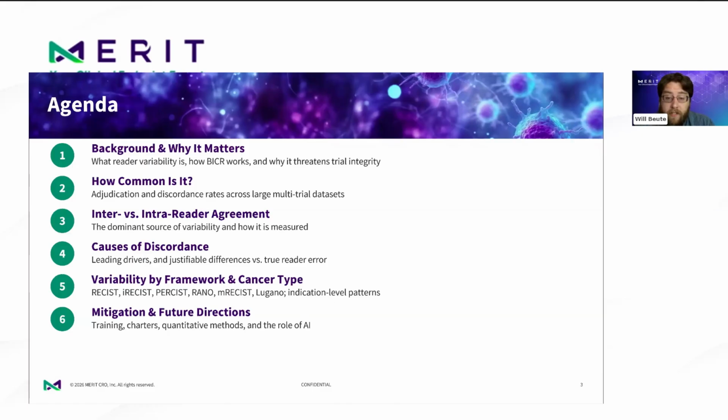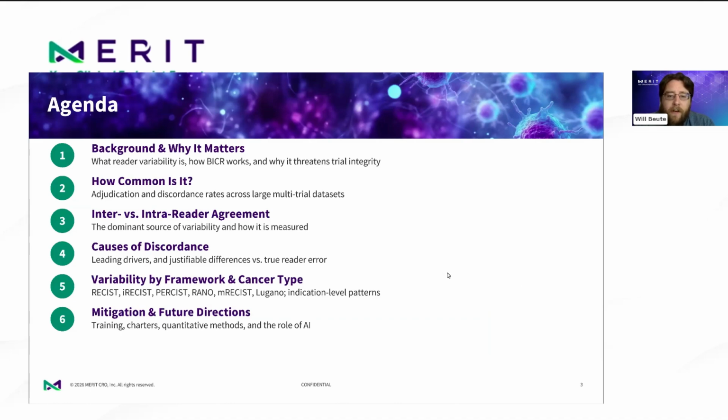Before we get into the details, let me give you a quick roadmap for today. I'll begin with some background on what reader variability actually is, how blinded independent central review works, and why this issue matters so much for trial integrity. From there, we'll look at how common reader variability really is, using data pooled across large multi-trial data sets. Then we'll break the problem down, first by separating inter-reader from intra-reader agreement, and then by walking through the leading causes of discordance.